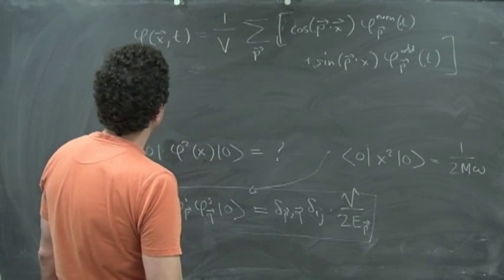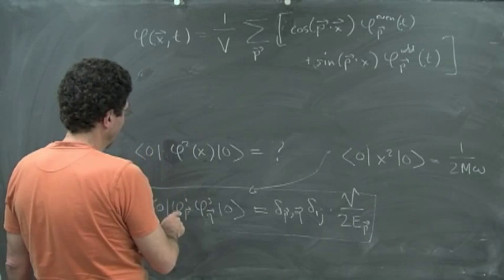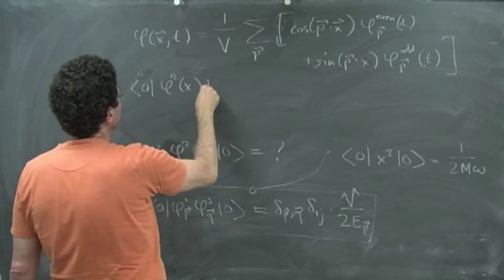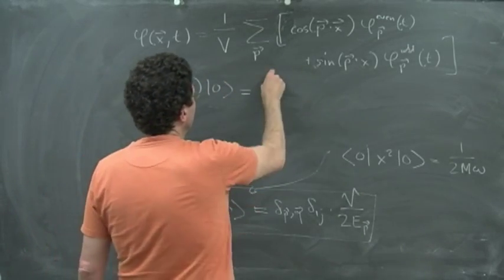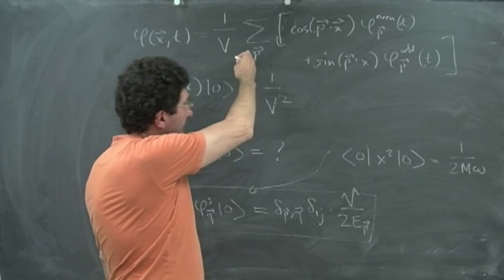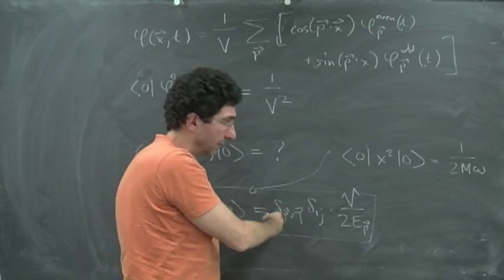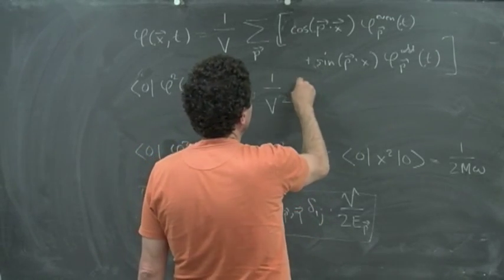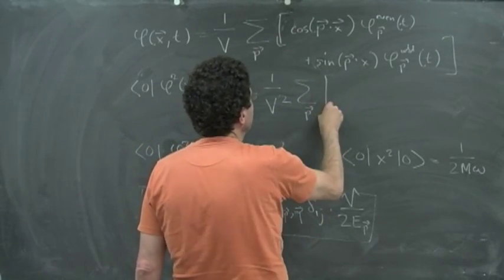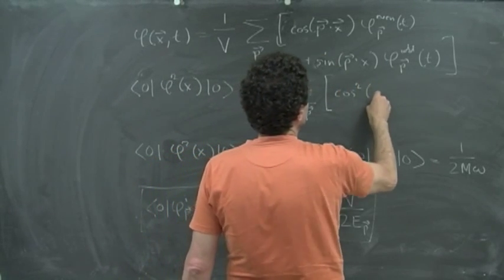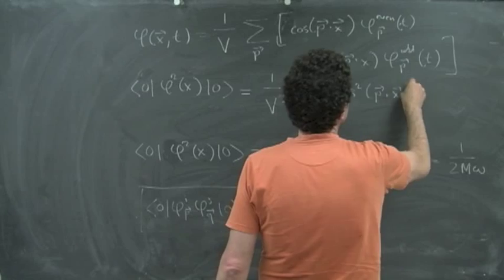And now what I want to do is look at the vacuum expectation value of the square of the field. So I'm going to get a 1 over V squared. I'm going to get two of these sums, but this delta function collapses them down to one, and so I'll just have a sum over one of the p's. Then I'll have the product of the cosines, so cosine squared of p·x.